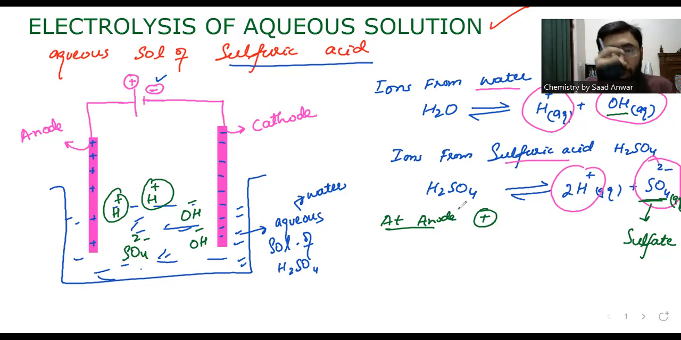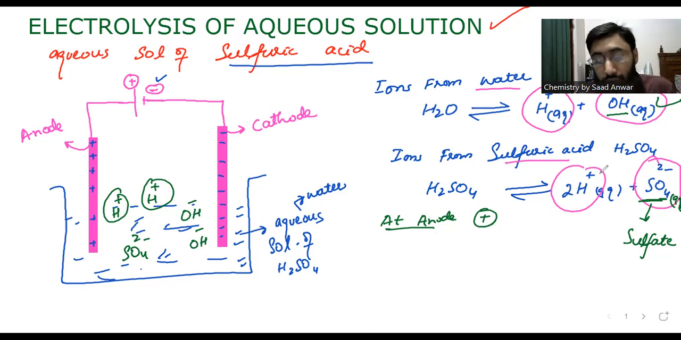The point is, which ion will reach earlier at the anode? Both these ions, hydroxide ions and sulfate ions, want to migrate towards the anode, because the anode carries a positive charge and these ions carry a negative charge at that moment. Which ion reaches the anode earlier, the hydroxide ion or the sulfate ion?